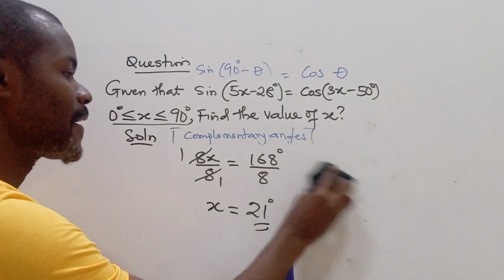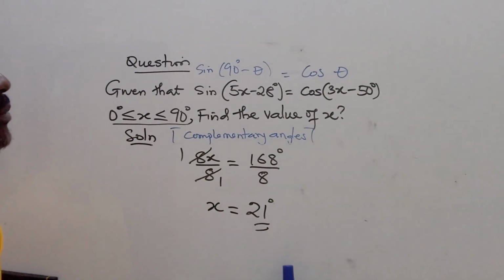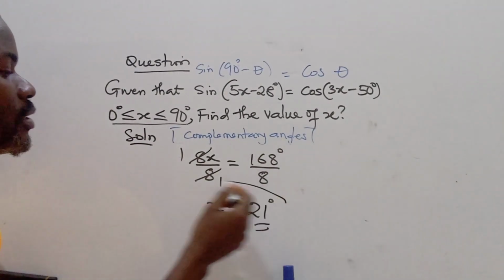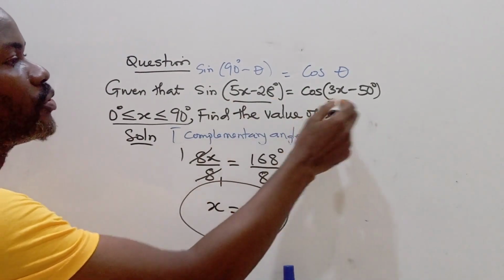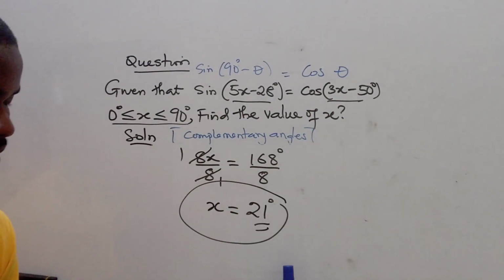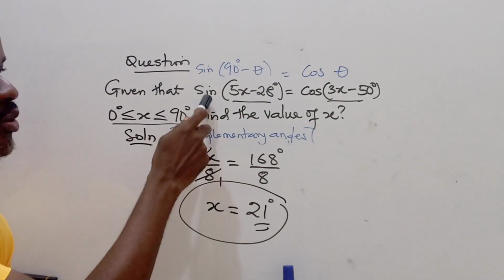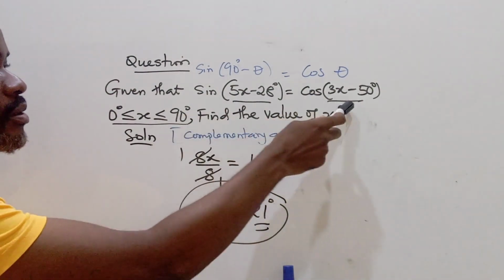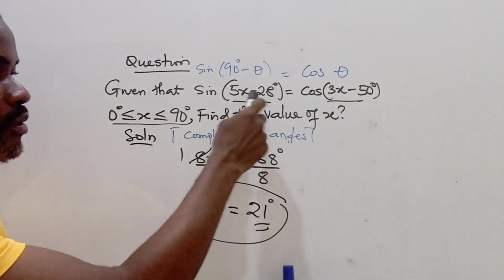So the value of x for this problem is 21 degrees. You can substitute to check, and use your calculator to check sine of this and cos of this after you substitute, to see what values you get.